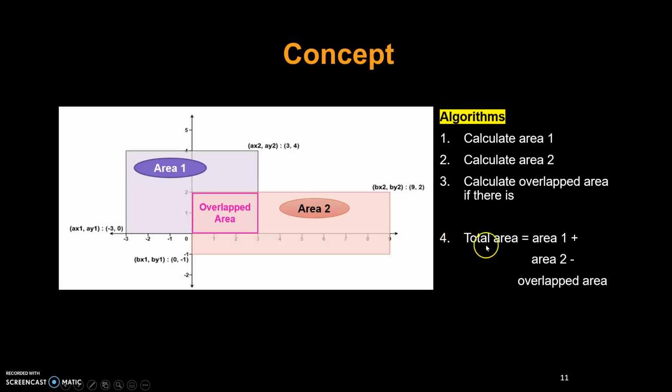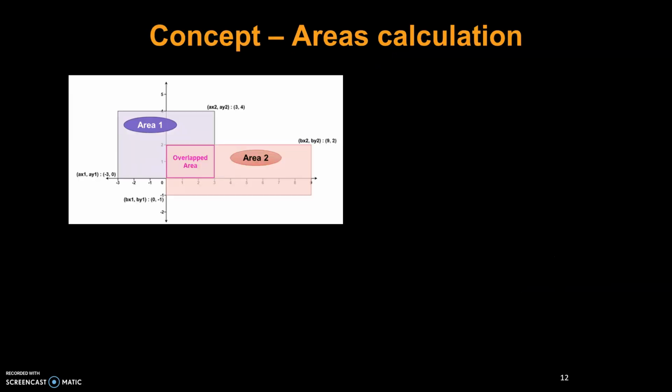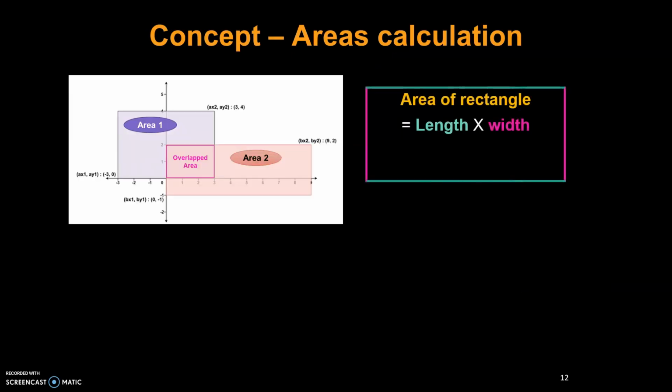In step 4, we will get the total area. The total area will be rectangle area 1 plus rectangle area 2. We will add them up, and then from there, we will subtract the overlap area. So let's have a look at step 1 and step 2. We know that the rectangle area is length and width. We multiply these two, and then we will get the area.